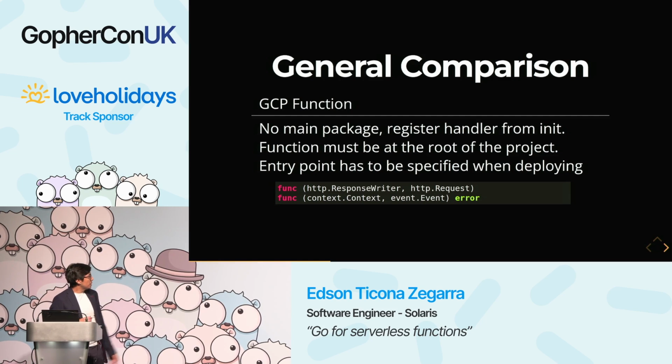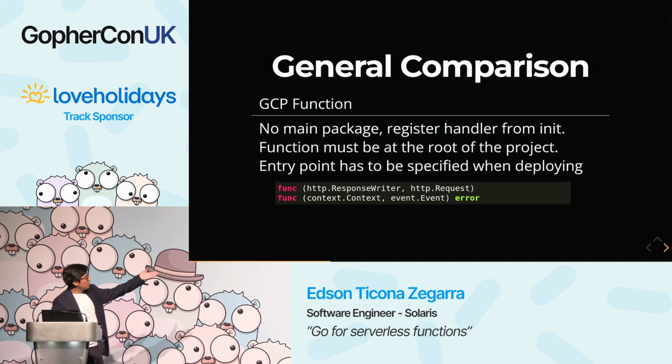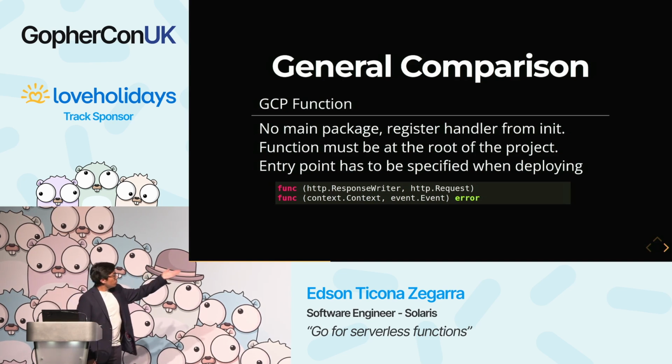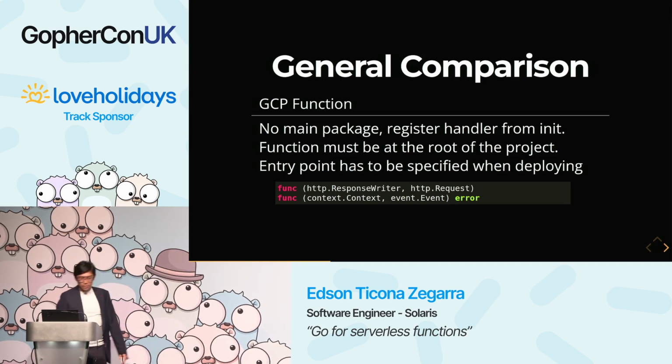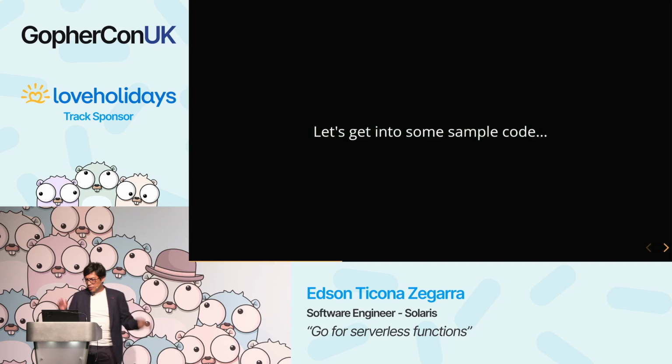Yeah, whatever. And we have these two signatures here that you have to comply with, either one of them. The first one is if it's behind an HTTP API gateway, and the other one is for events. And this event type there, you can see it's coming from the SDK of Google. But that's generally speaking. So let's get into some sample code.